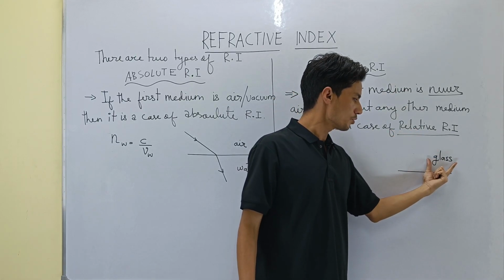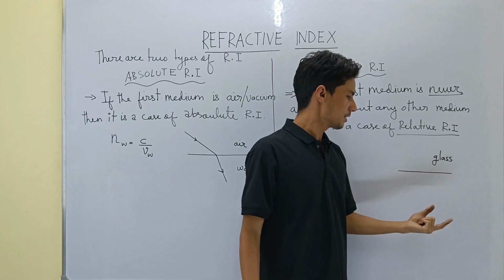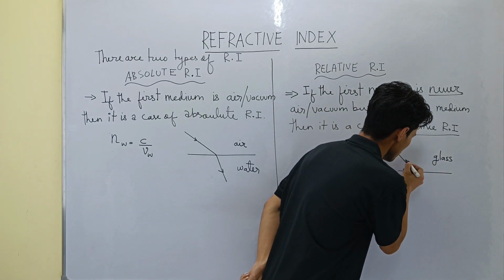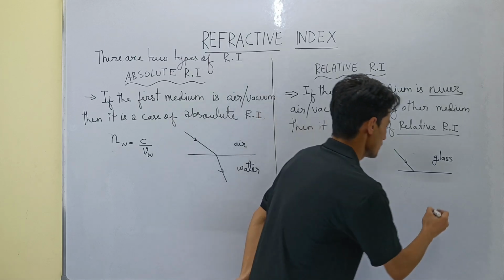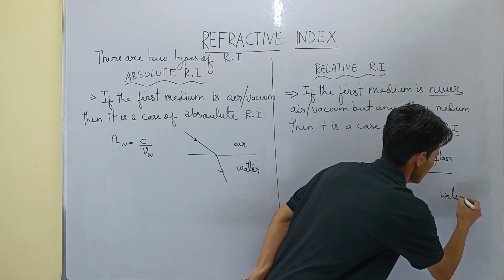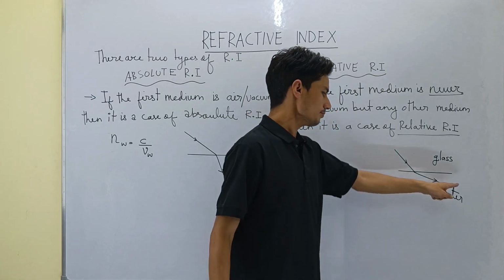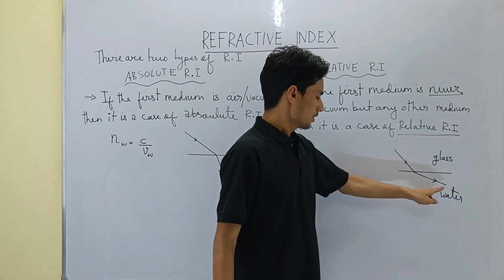So remember, you should be focusing on the first medium, the medium from which light is entering. So light is entering from glass, and let's say this is water, and so light goes like this. So what happens?